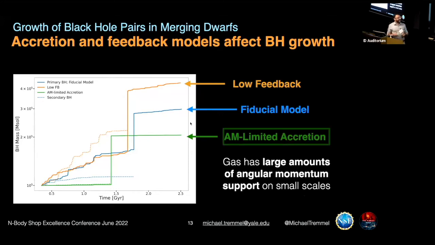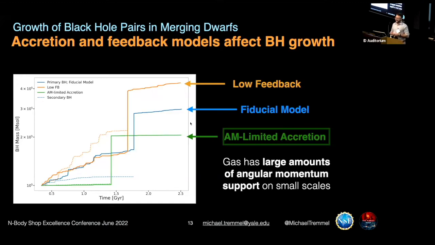The first one is that this green model, this angular momentum limited accretion, has no black hole growth in it whatsoever. And this is not something that we saw in Romulus. But what we get is, when you go to high resolution, there's a ton of angular momentum on very small scales. And if you try to account for it in this very simple way that we do, you just shut down accretion entirely. So probably in reality, there are much more complex instabilities taking place to sap away angular momentum.